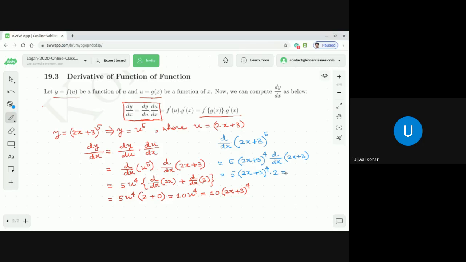So again, same thing. Obviously, it has to be, it is mathematics, right? So 2x plus 3 power 4. Literally speaking, it is always the same thing, right? Exactly. The point is, now let's take another example.